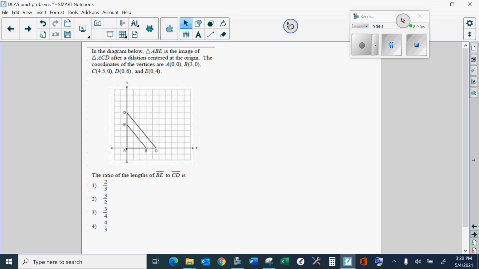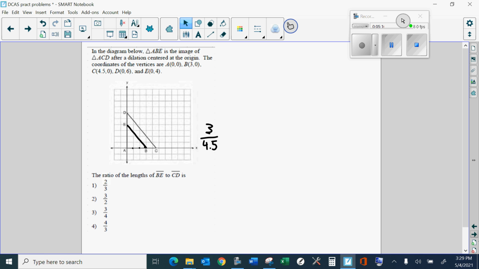Dilation centered at the origin here again. Again, we see the overlapping triangles. The ratio of the lengths of BE to CD. So the ratio, small to big. I could calculate that with the Pythagorean theorem or distance formula, but any of the other corresponding sides have to have the same ratio if it's a dilation. So it's much easier just to simply count. So we wanted the smaller one, so 1, 2, 3 over the bigger one, 4.5.